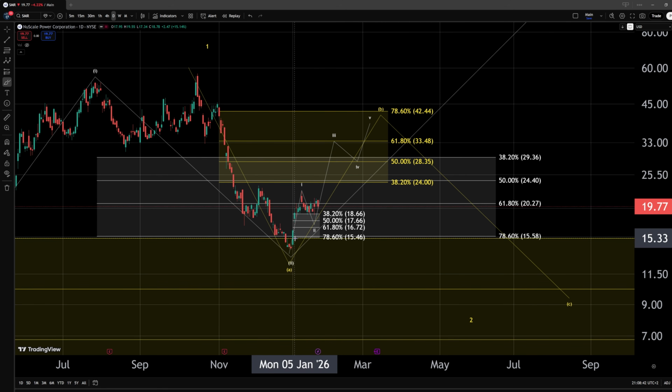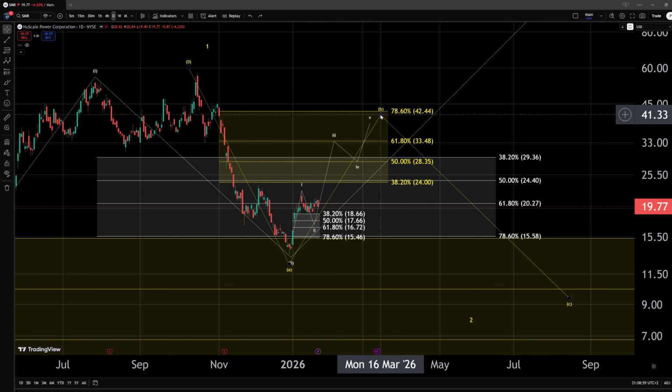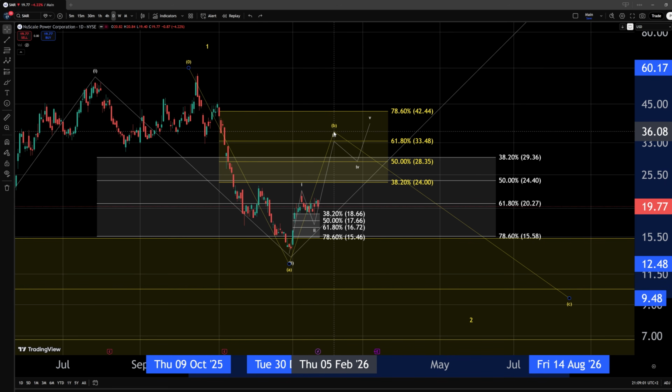We could form an ending diagonal, something like that within a different pattern, where we wouldn't need to form the initial 5-wave move to the upside. An ABC structure would be sufficient, but that would also at the same time possibly form a more significant top within this wave B in yellow.